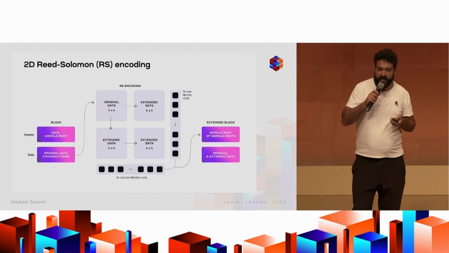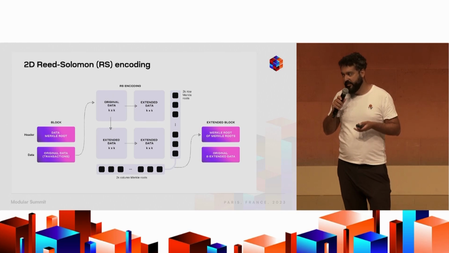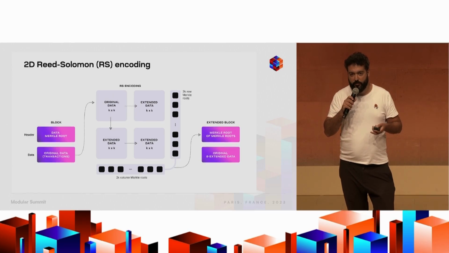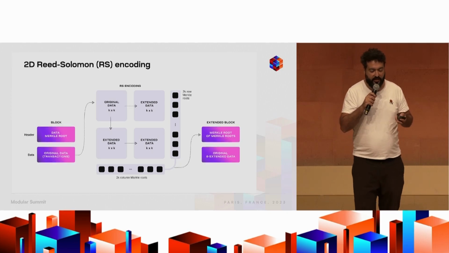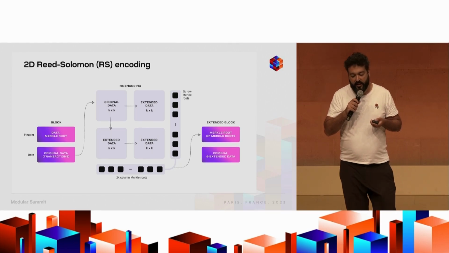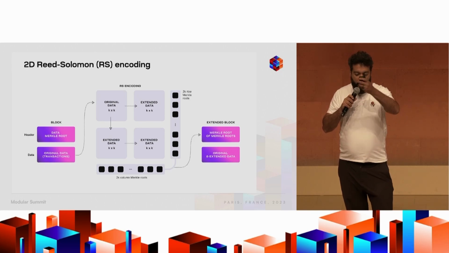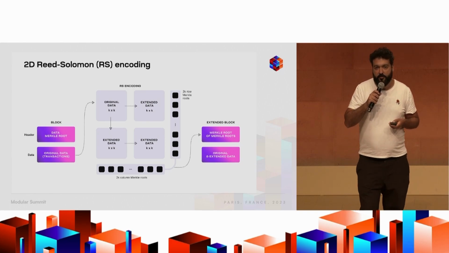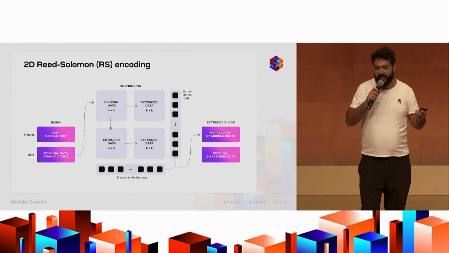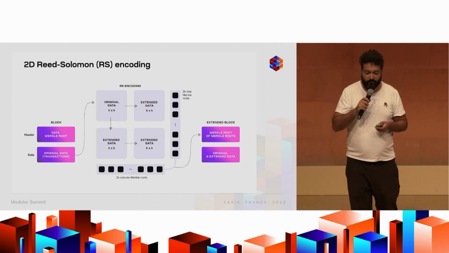So here we also commit, when validators create a block, they also commit to the erasure coded block and not to the original data only, as it is with other chains. And so every row or column here basically forms a Merkle tree, and these Merkle trees get committed to in a bigger overarching Merkle tree.